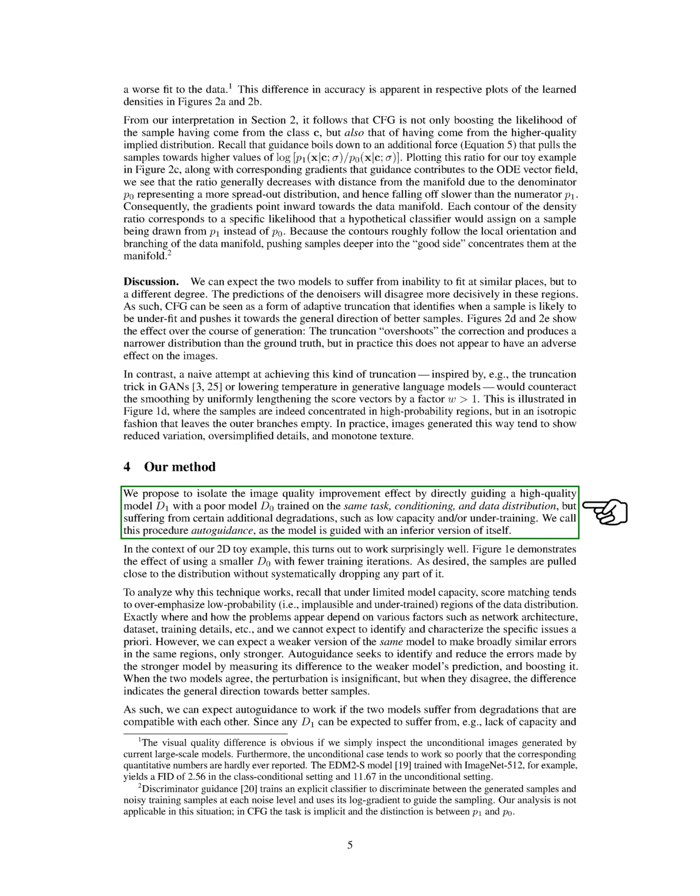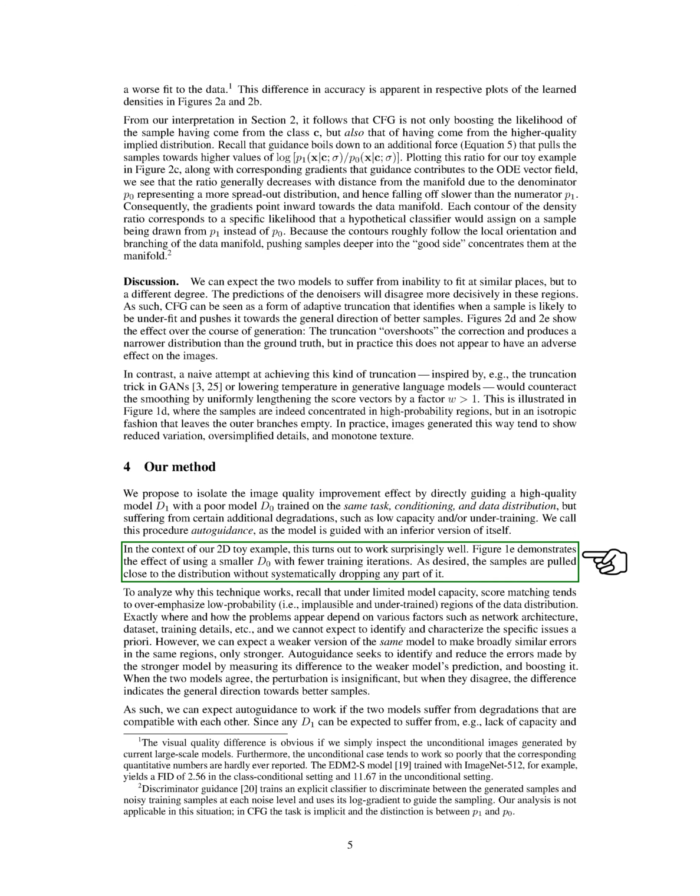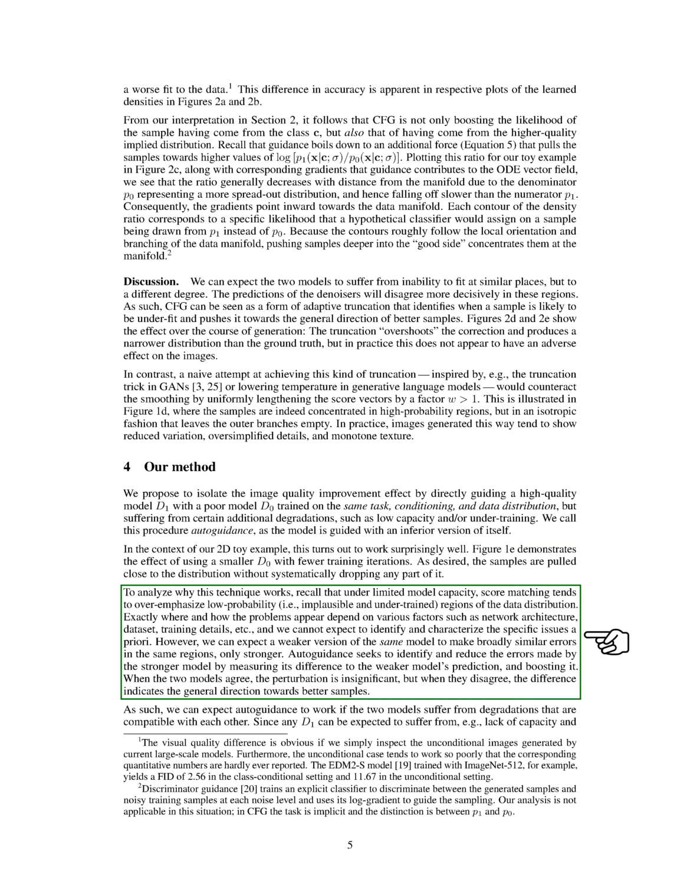Our method involves guiding a high-quality model with a lower-quality model trained on the same task and data but with certain degradations. We call this procedure auto. In our 2D example, using a smaller model with fewer training iterations successfully pulls the samples closer to the distribution without dropping any part of it systematically. Auto aims to reduce errors made by the stronger model by comparing it to the weaker model's predictions and making adjustments.